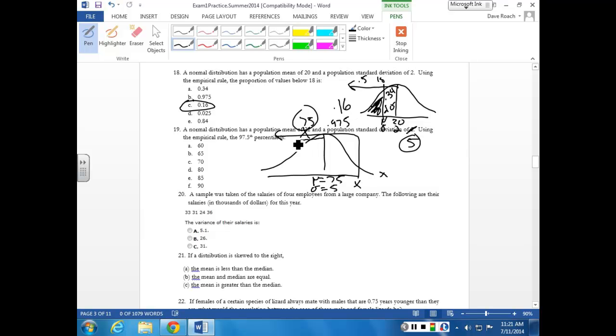Well, again, we know from the mean down is 0.5. That leaves 0.475 right here. That's half of 95. That means this is 2 standard deviations. So this point is the mean plus 2 standard deviations, or 75 plus 2 times 5 is 85.